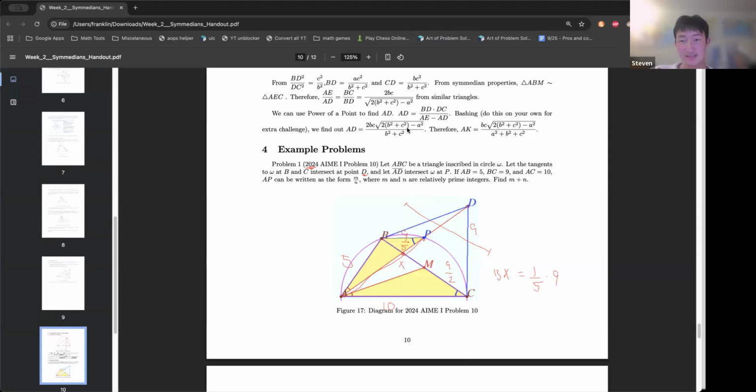Find the median length. Great. That's a great first step, using either Stewart or the median formula. And then similar triangles. Okay, great.